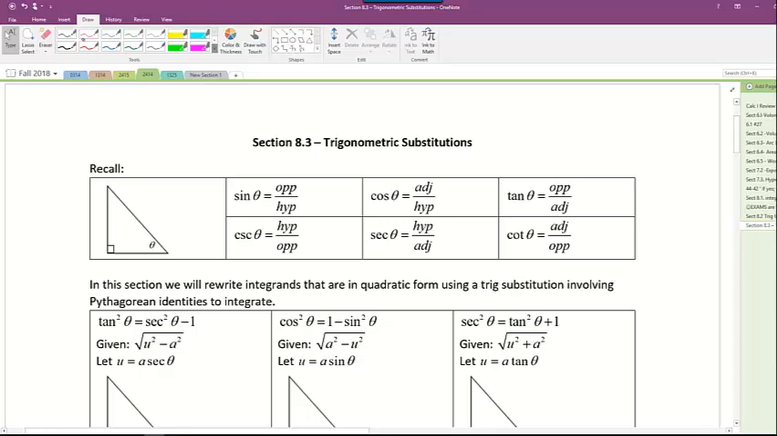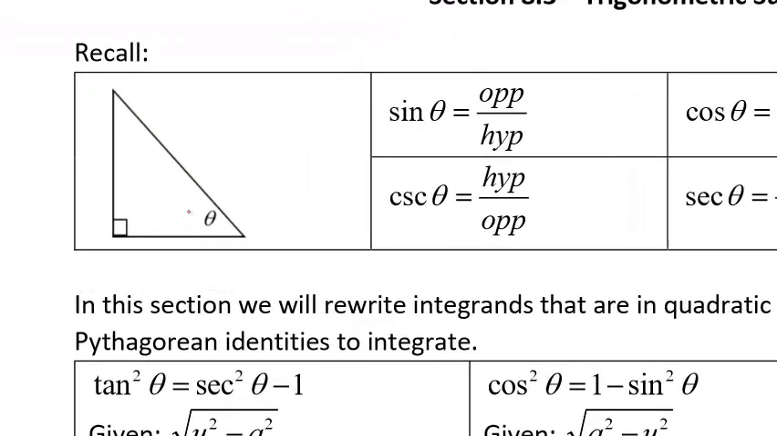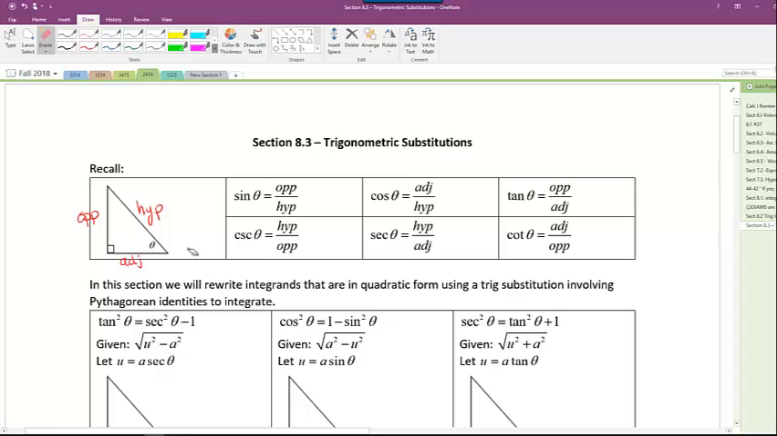So I just want you to recall that given a right triangle with theta being in this angle, this is considered the opposite side, adjacent side, and the hypotenuse. So the sine of theta is defined as opposite over hypotenuse, cosine adjacent over hypotenuse, and tangent opposite over adjacent. And here are the definitions for the reciprocal functions as well.